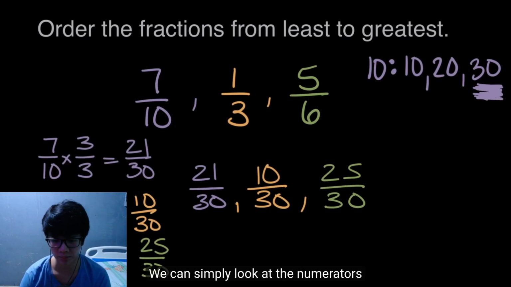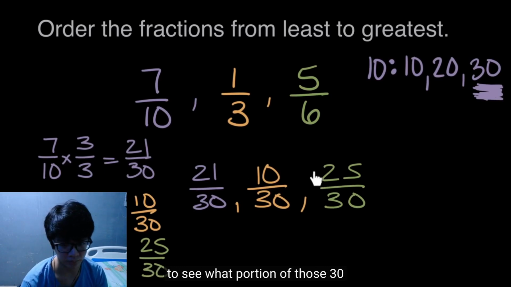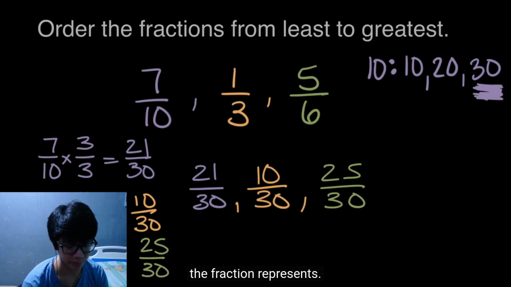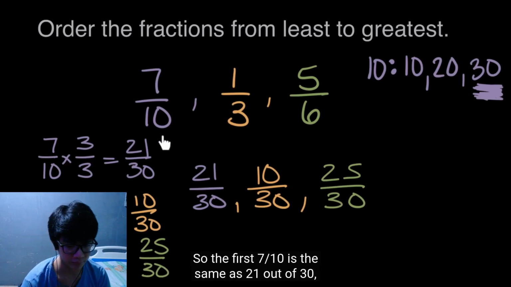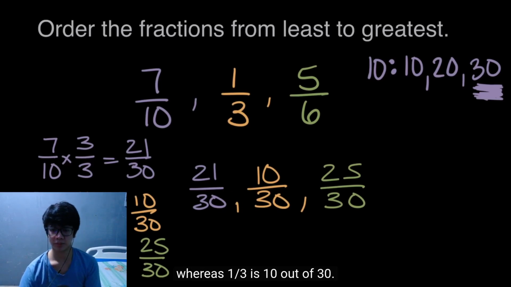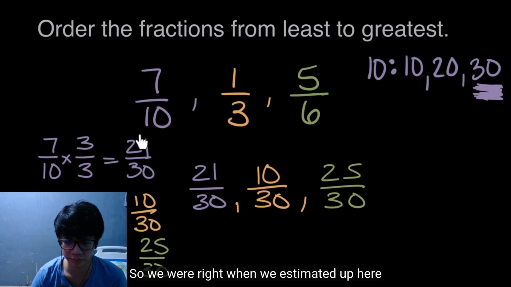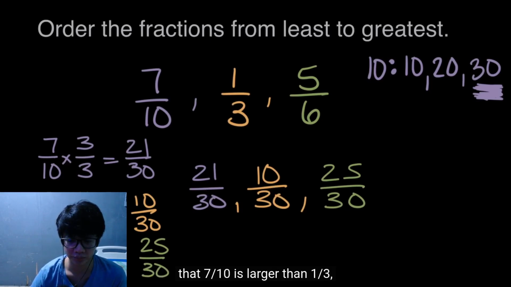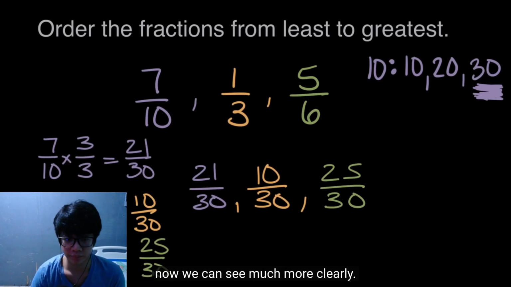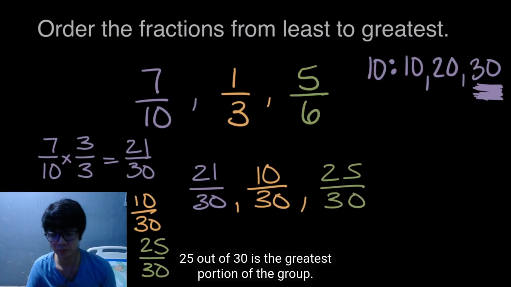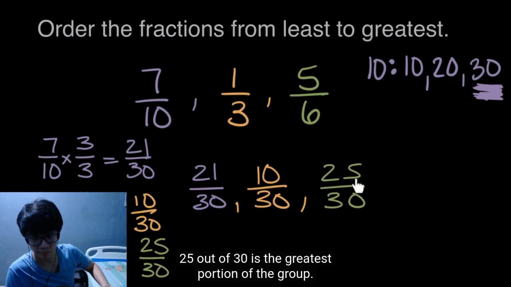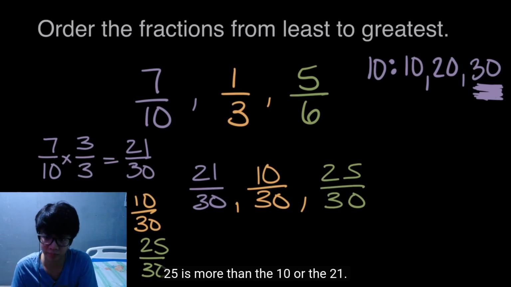We can simply look at the numerators to see what portion of those 30 the fraction represents. So the first 7/10 is the same as 21 out of 30, whereas 1/3 is 10 out of 30. Well, clearly 21 out of 30 is a larger portion of the group than 10 out of 30. So we were right when we estimated up here that 7/10 is larger than 1/3. But then the trickier one over here, now we can see much more clearly 25 out of 30 is the greatest portion of the group. 25 is more than the 10 or the 21.